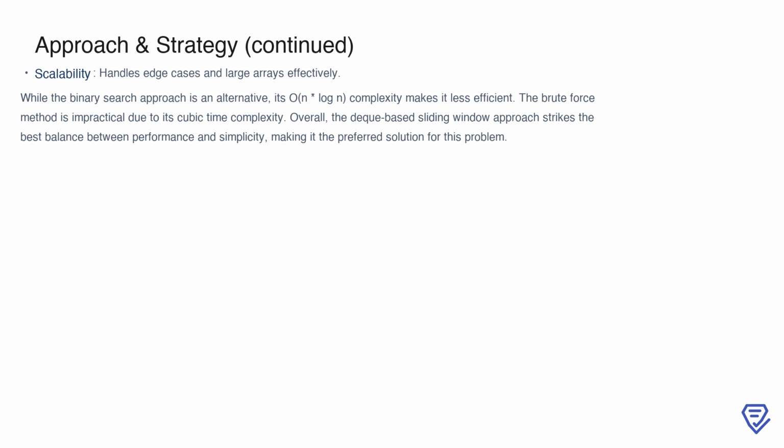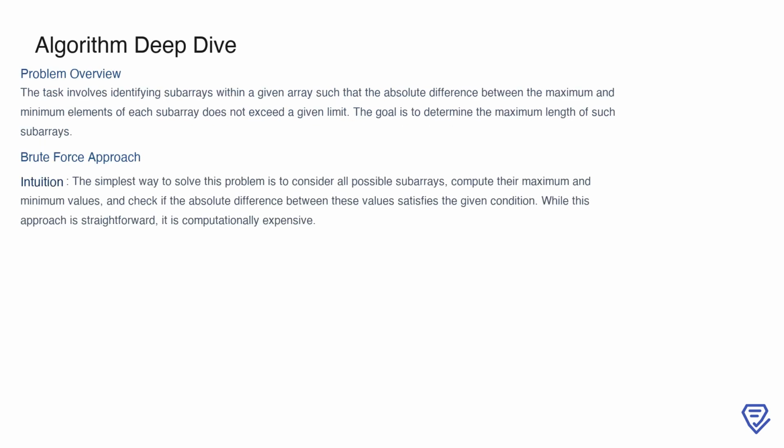The problem we're tackling involves finding the longest subarray within a given array where the absolute difference between the maximum and minimum elements in the subarray does not exceed a specified limit.